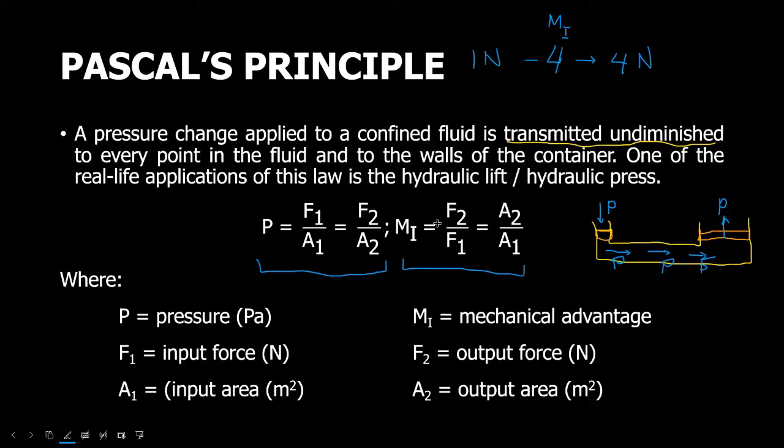So that's equal to the force output divided by the force input, which is also equal to the area output divided by the area input. So this is output. Now this is input. Tama eh. So ganyan yung magiging parang formula for Pascal's principle. Again, yung Pascal's principle, transmitted and diminished.